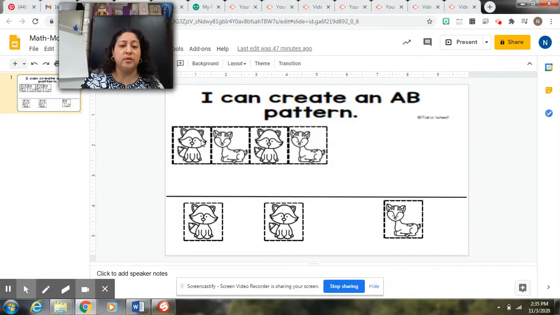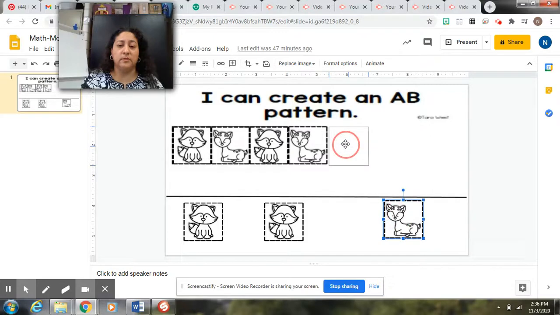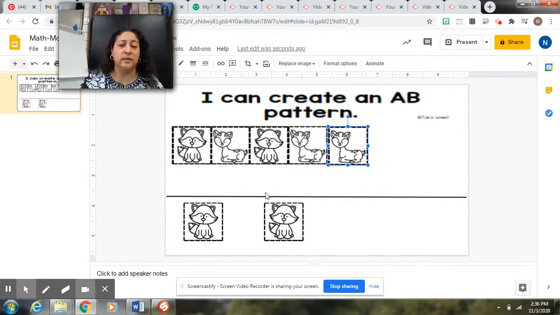So here we have a picture of a fox and then a deer. So I think this right here tells us the rule already. So it'll be a fox, then a deer, a fox, then a deer. So what do you think is next? A fox or a deer? See, let's put this one. Is that the correct one? Let's say it out loud to make sure it sounds right.